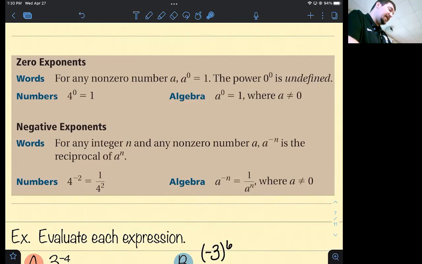And then as far as negative exponents go, we said that it's the reciprocal of that number. So 4 to the negative 2nd is the same as 1 over 4 to the positive 2nd. So if 4 to the 2nd is 16, 4 to the negative 2nd is 1 over 16.